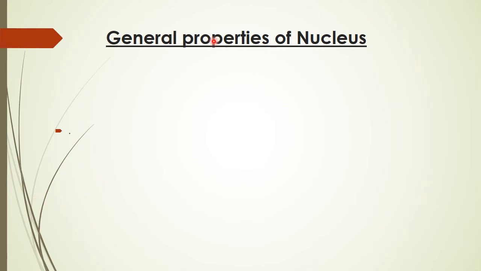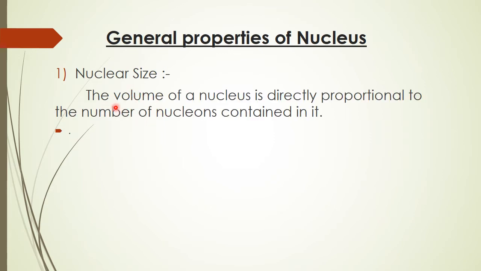Hello students. Next is, what are the general properties of the nucleus? First one is nuclear size. The volume of a nucleus is experimentally found to be directly proportional to the number of nucleons contained in it. Volume is directly proportional to the number of nucleons, or the mass number.